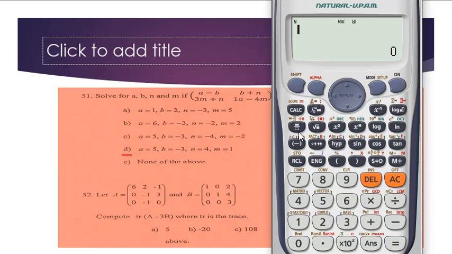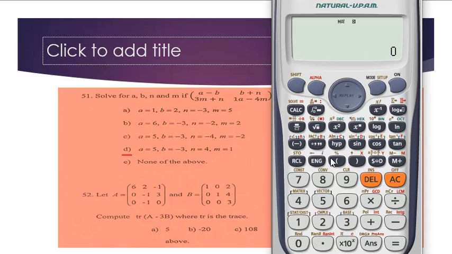Let's input the second matrix. Let's choose another matrix, so let's choose data 2, and then matrix 2, which is also a 3 by 3 matrix. Let's input our values. We have 1, 0, 2, and then 0, 1, 4, and then 0, 0, 3. Right, so now let's find A minus 3B.